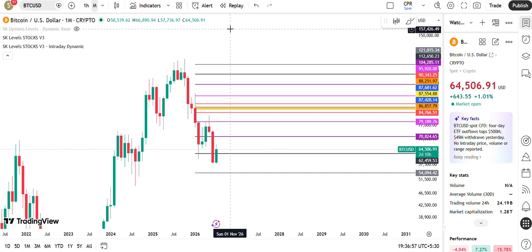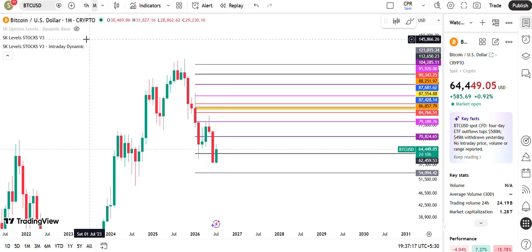Good evening, friends. Today we are going to analyze how this SK terminal stocks indicator is used for analysis. Today we have taken Bitcoin, BTCUSD. First we want to understand what's happening in Bitcoin, so based on this indicator, I have selected SK levels stock V3 version 1.